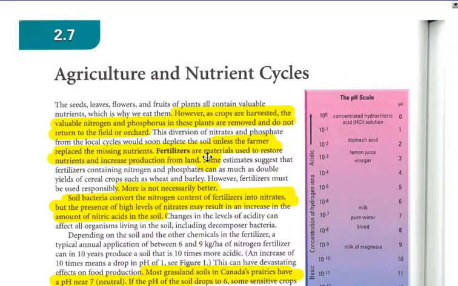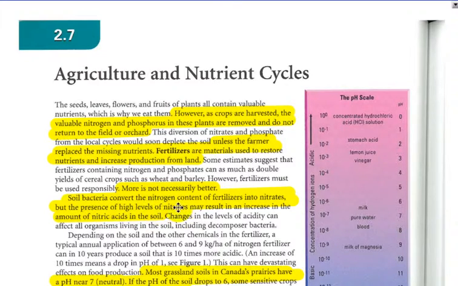So fertilizers are ways of doing that, ways of putting materials back into the ground, restoring the nutrients and increasing production from land. Some estimates suggest that fertilizers containing nitrogen and phosphates could as much as double yields of cereal crops such as wheat and barley. However, fertilizers must be used responsibly, and more is not necessarily better. So just putting a ton of fertilizer in your ground doesn't necessarily mean it's going to be a good thing.